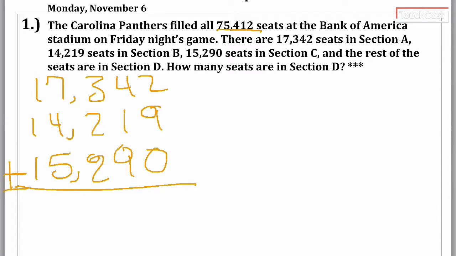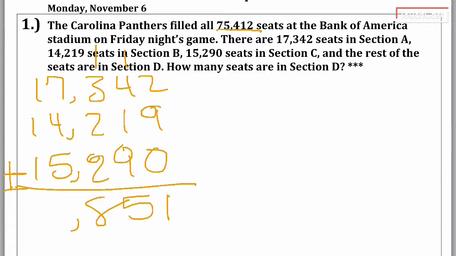And we know that 9 plus 2 plus 0 is going to give us 11. Carry our 1. 4 plus 2 is going to give us 6. 6 plus 9 is going to give us 15. Carry a 1. 3 plus 1 is going to give us 4. 4 plus 2 is going to give us 6. 6 plus 2 is going to give us 8. Have nothing to carry over.